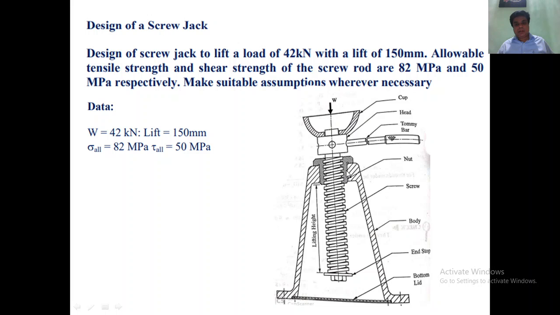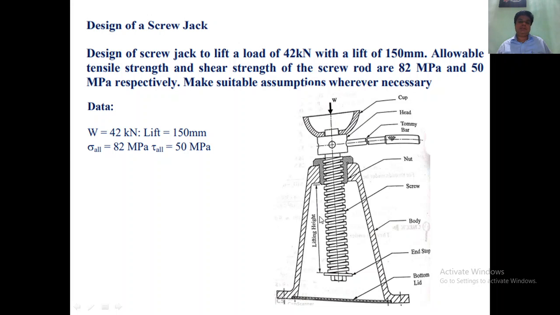You can see the nut and the screw rod are engaged with around 4 to 5 threads. This is N, which is used to calculate the bearing pressure. The bearing pressure depends on the number of threads engaged between the nut and the screw rod, so the height of the nut is based on the bearing pressure. That is the given condition, and this is the height. The lift of the screw jack is 150 mm, so when you rotate this handlebar, the screw rod has to move up or down by 150 mm.